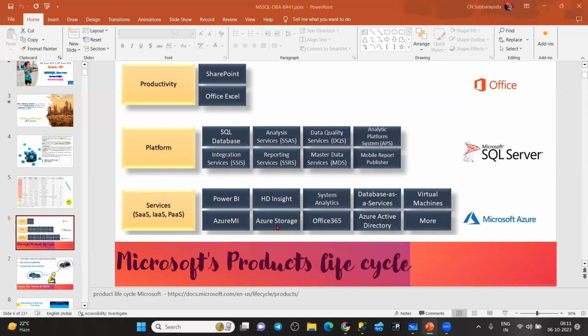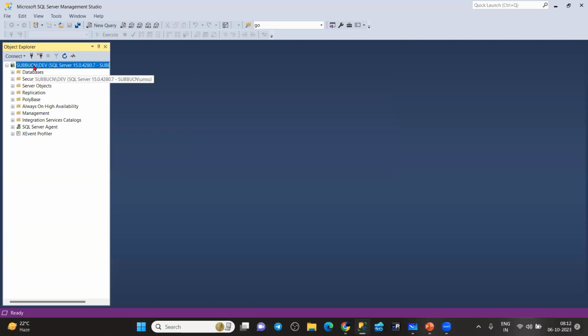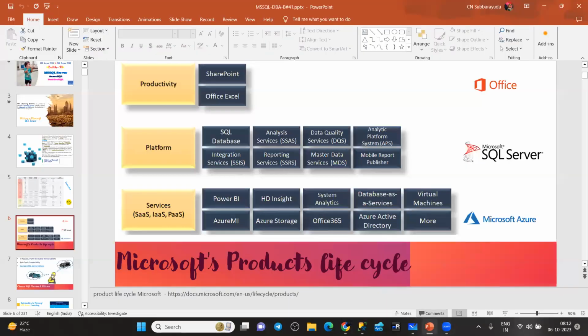In Azure, you will call it a storage account. In AWS, you will call it S3 buckets. In Azure, it is the Azure storage account, where you can take the backup directly from on-premises. This is my instance, my local laptop. Treat this as my on-premises server. I am moving the databases which are available on-premises directly to the cloud platform, that is nothing but the Azure storage account.